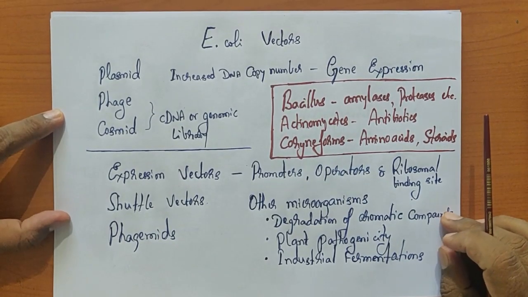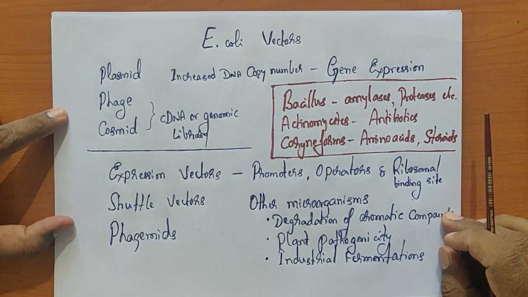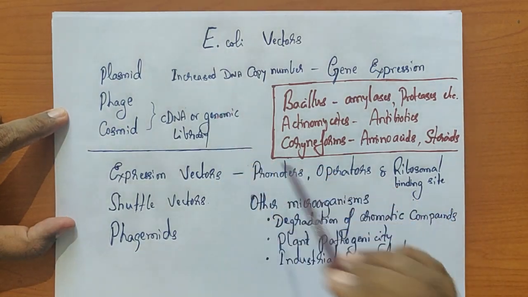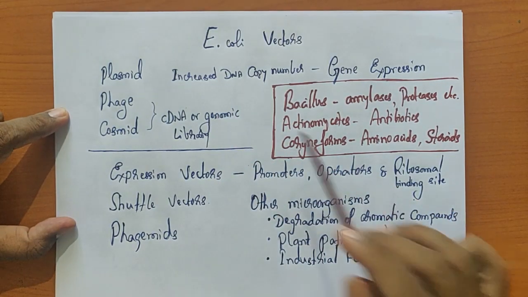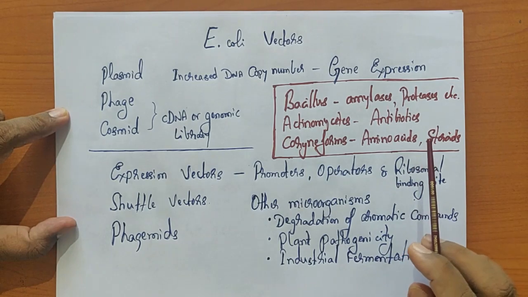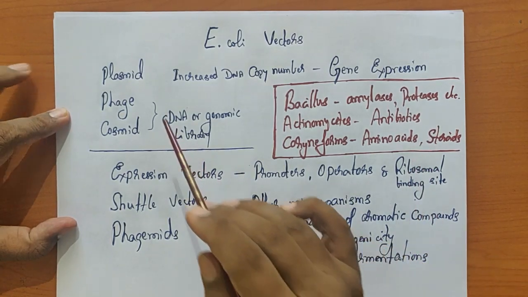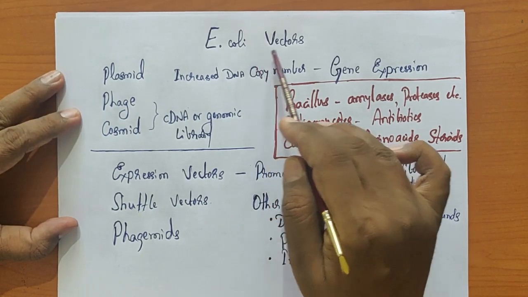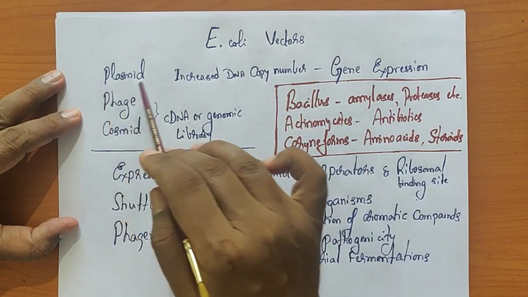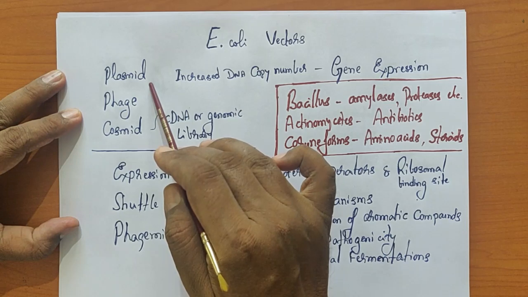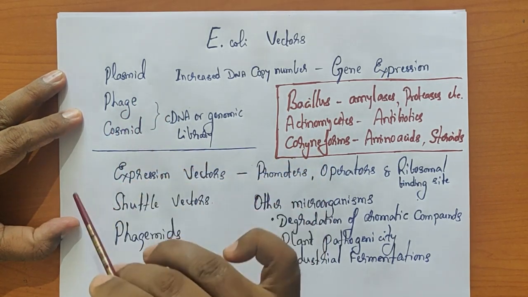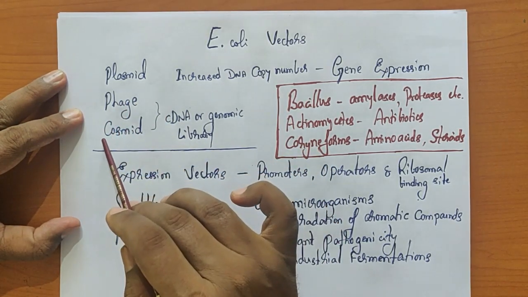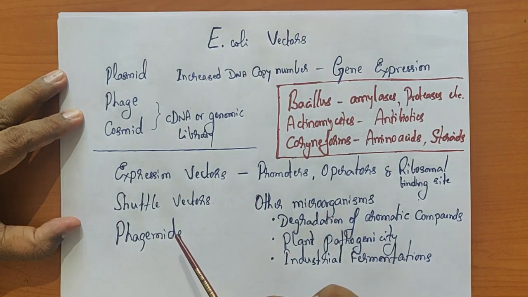Hello students. Today we will discuss different types of E. coli vectors. So far, what we have discussed is that using E. coli as a host, we have designed vectors like plasmid vectors. We discussed that in detail. We discussed the phage vectors and we also discussed the cosmid vectors.